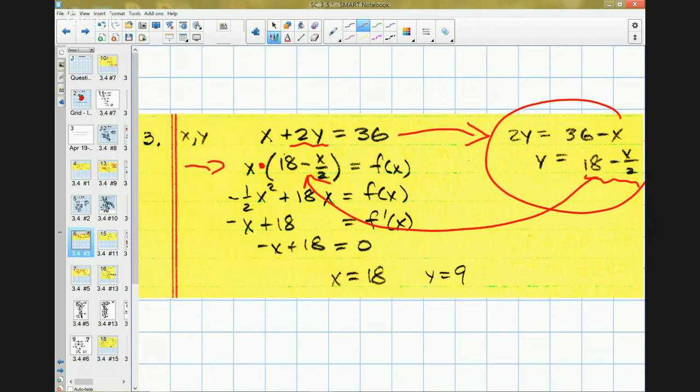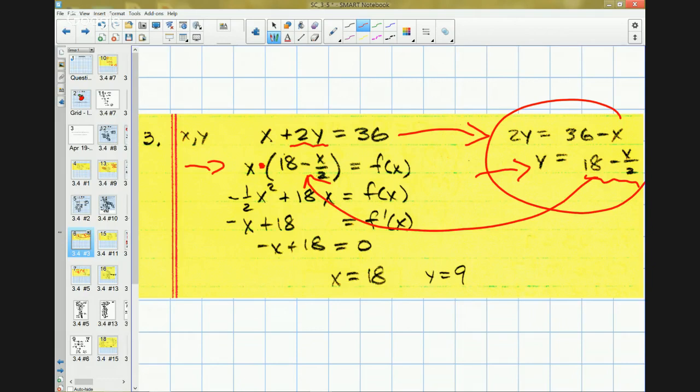Well, if x is 18, then what's y? Well, you could look right up here, plug in 18 for x. 18 over 2 is 9, and 18 minus 9 is 9. So that's the second half of the answer there.